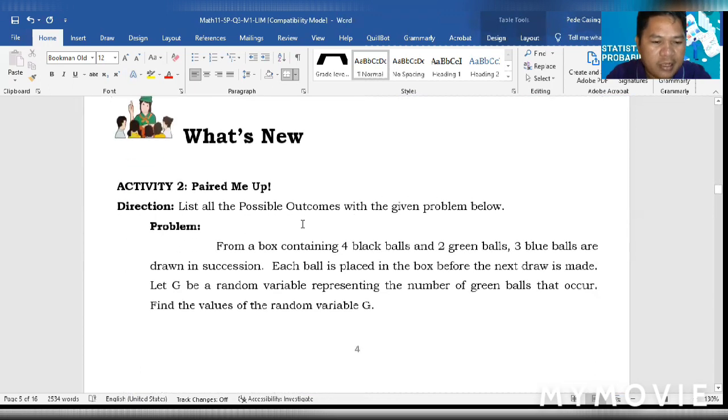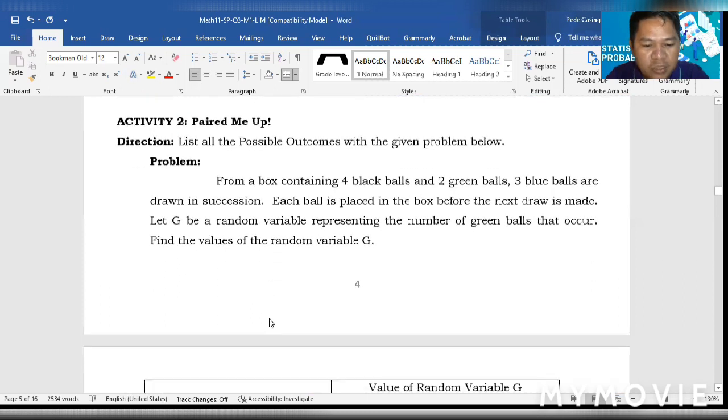Another activity is Paired Me Up. You are going to list all the possible outcomes for the given problem below. From a box containing 4 black balls and 2 green balls, 3 balls are drawn in succession. Each ball is placed back in the box before the next draw is made. Let G be a random variable representing the number of green balls that occur. Find the values of the random variable G.